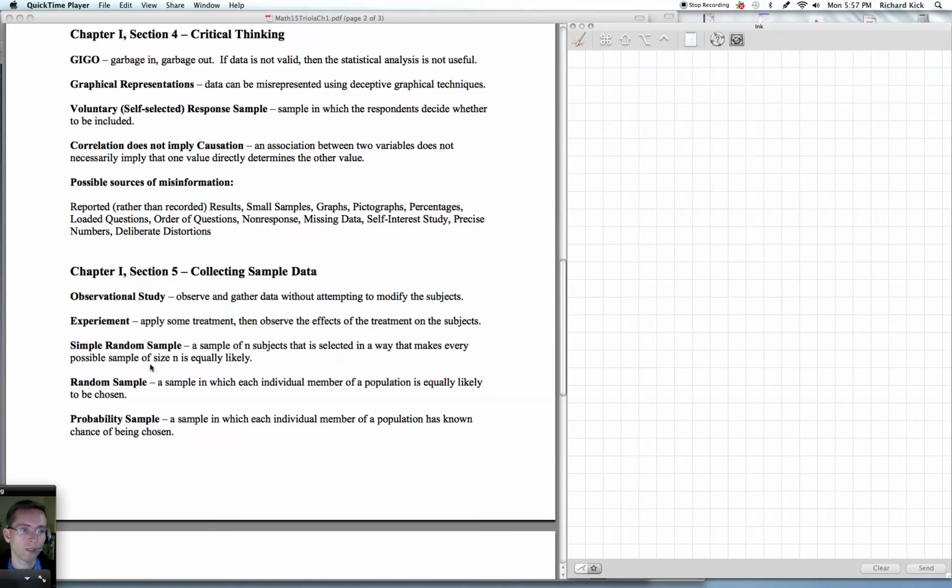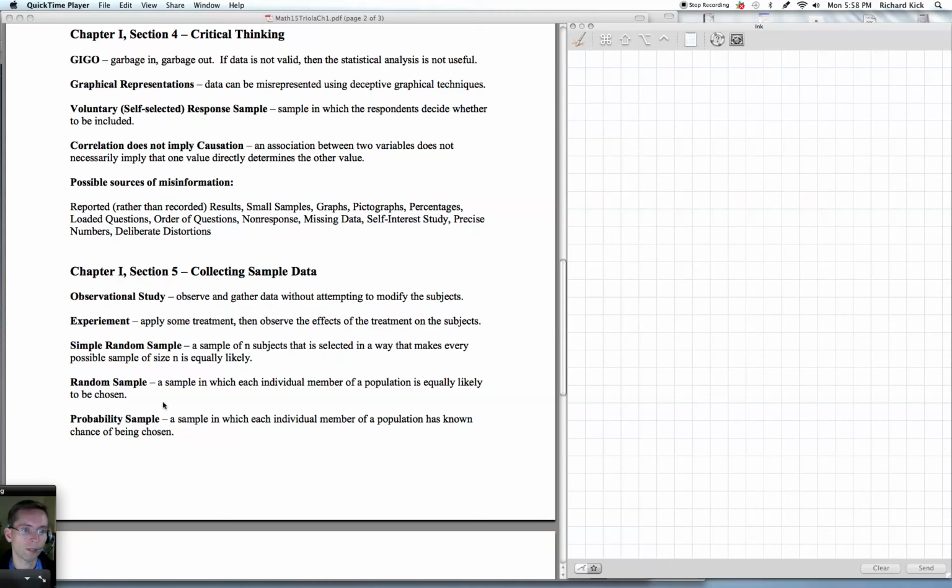If you're trying to gather a simple random sample, that's a sample of n subjects that are selected in a way that makes every possible sample of size n equally likely. So you're looking for collections or groups, and you have to guarantee that each group that you select was equally likely to be chosen from all the other possible groups of size n.